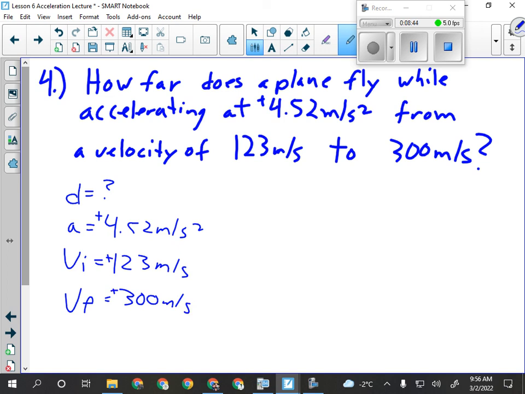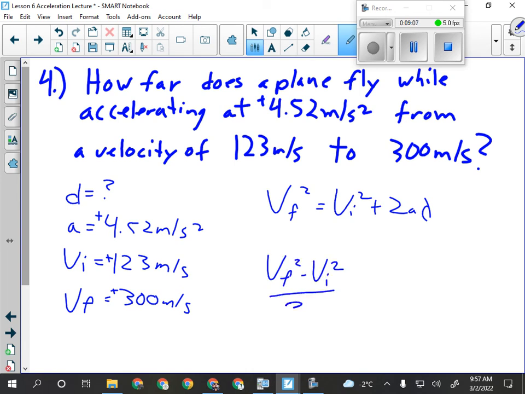Okay, so what formula am I going to use? VF squared equals VI squared plus 2AD. Yep. Okay, that would be the best one to use. It has everything in it that I have. So solving for D, subtract VI squared. Okay, divide by 2A. That'll leave us with D. All right, so we will have 300 squared minus 123 squared, divided by 2 times 4.52.